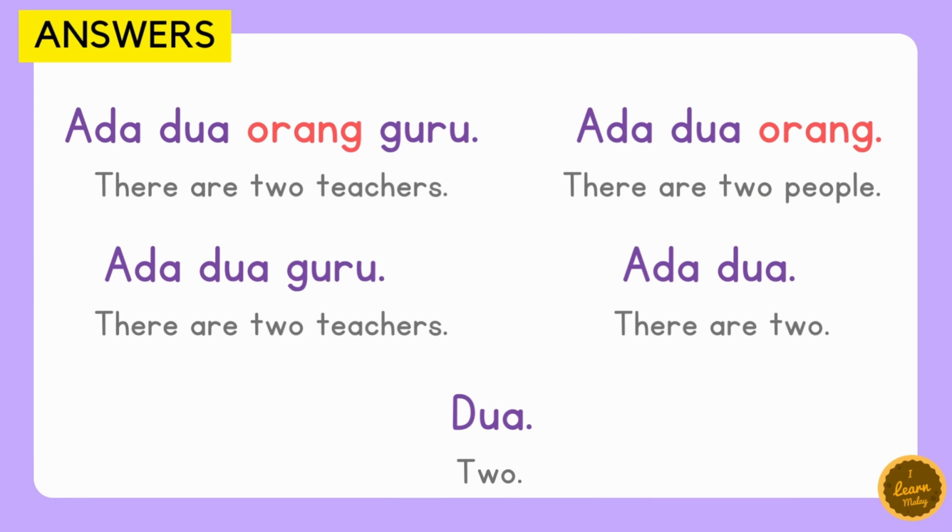Can we drop penjodoh bilangan whenever possible or whenever the context is understood? Of course, you can drop the classifier or penjodoh bilangan. However, it is clear to the natives that you don't really have the excellent grasp of the language.